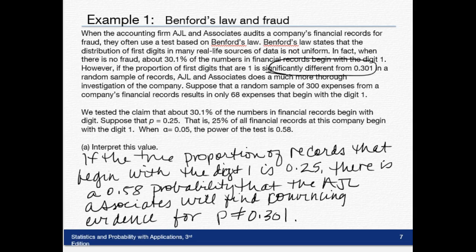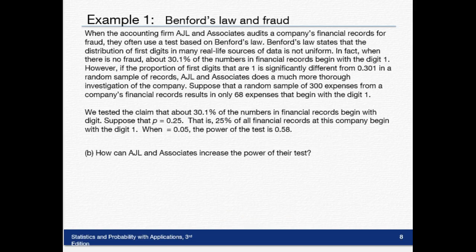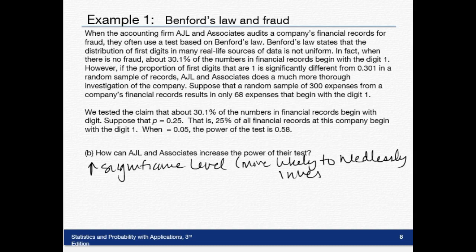Look at the next question, same scenario. B says, how can the associates increase the power of their test? Well, we've talked about several ways. They can increase the significance level. The downside to that, let's think about this. It's more money, more time always. But they might actually call for an audit when they really didn't need to. So they're more likely to needlessly investigate. Okay, so if you increase your significance level, you might end up investigating something that didn't need to be done.